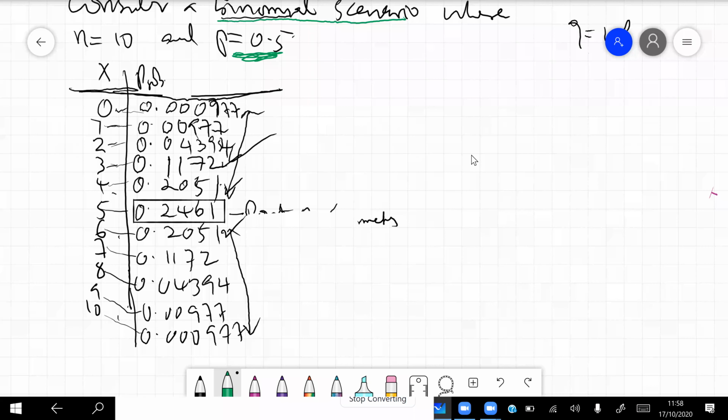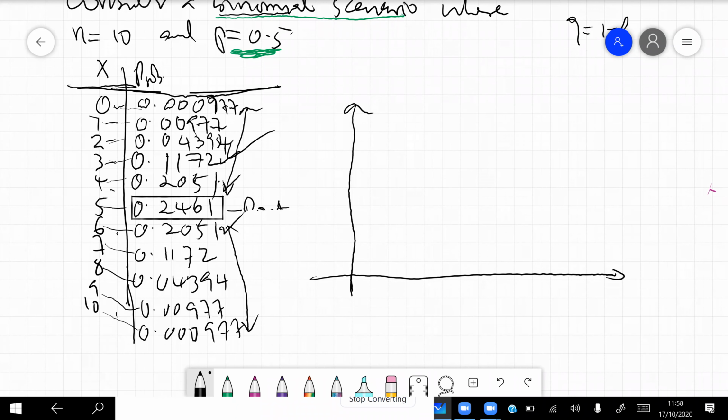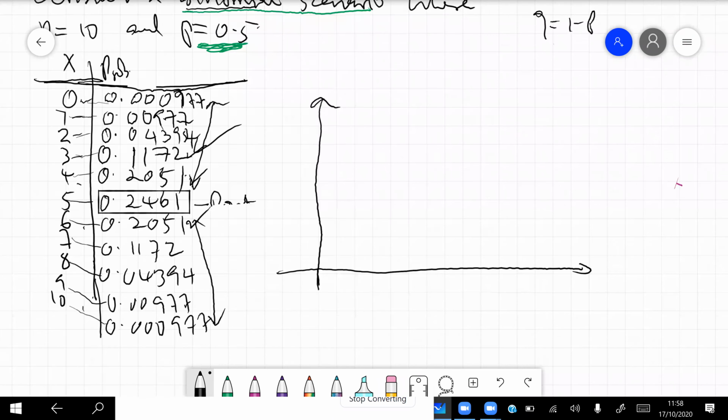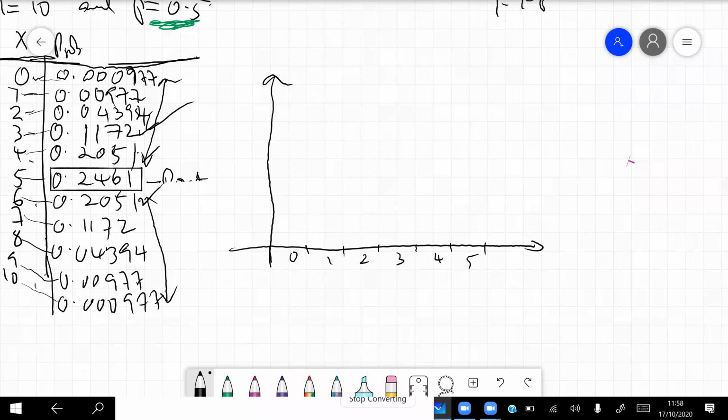So I want us to represent this information graphically using a histogram. It's going to be a sketch. I'm going to center the values of x. So I have 0, 1, 2, 3, 4, 5, all the way to 10.